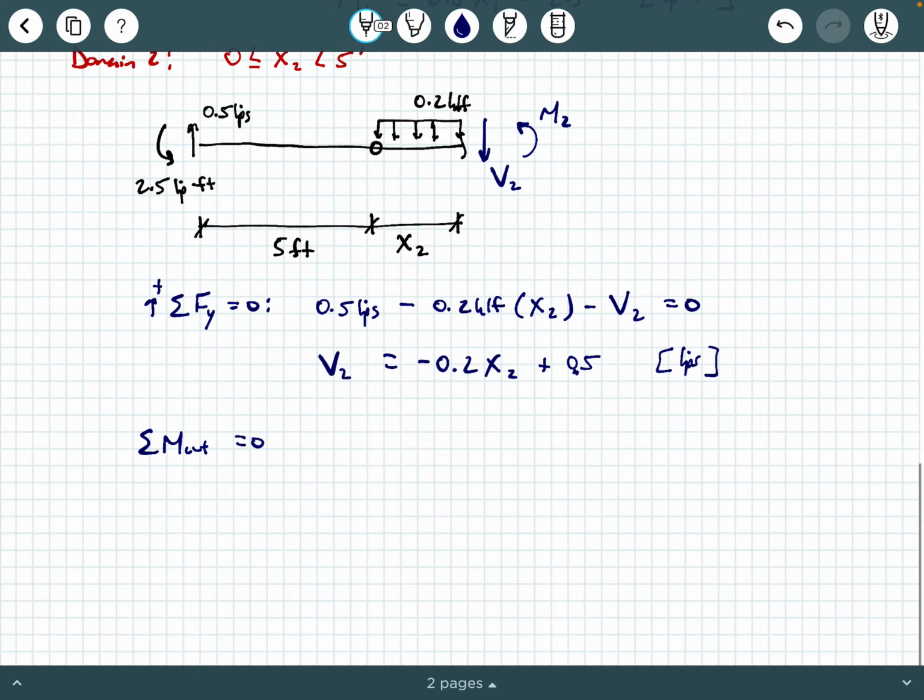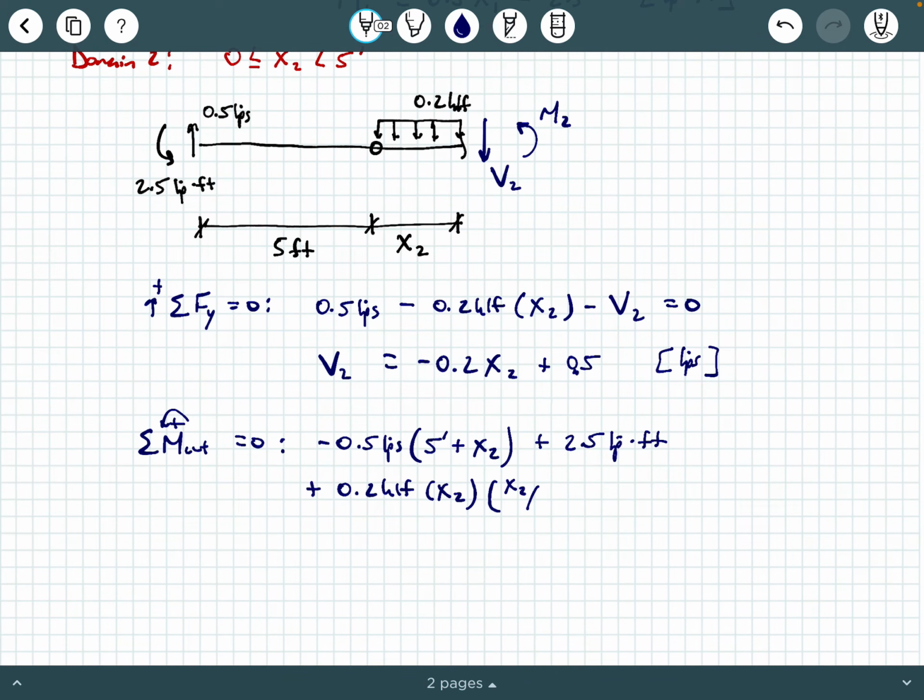And we're going to say sum of the moments about the cut equals 0, and we're going to write minus 0.5 kips. And what's that moment arm to the cut? Well, it's 5 feet plus x2, so we're going to say times 5 feet plus x2 plus 2.5 kip feet plus 0.2 KLF times x2 divided by 2, and then plus M2 equals 0.